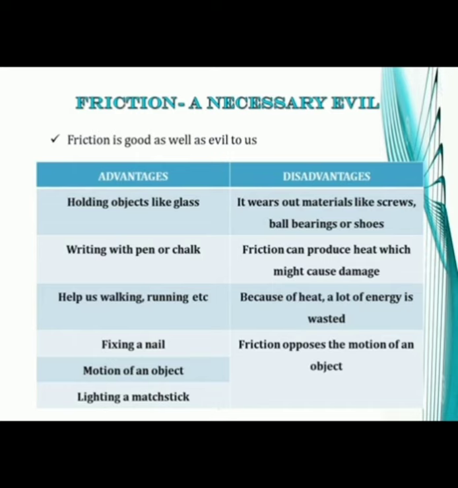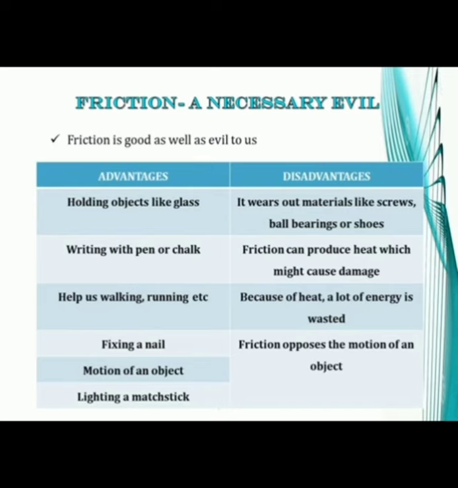Next we are going to discuss the disadvantages of friction. It wears out materials like screws, ball bearings or shoes. These are all disadvantages. Friction can produce heat which might cause damage. Because of the heat, a lot of energy is wasted. Friction opposes the motion of an object. These are the advantages and disadvantages of friction.